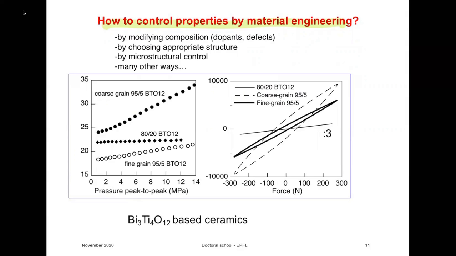Well, for example, you can do it by using hard materials. They will always have less hysteresis than soft materials, and you have already solved half of the problem. However, you lose on stroke. You will get less displacement. Here are some examples. So we can do this with dopants, defects. This is what was done in hard PZT. We can choose appropriate structures. There are structures which are not ferroelastic, which don't have ferroelastic domains. And for piezoelectric effect, as you remember, it's only ferroelastic domains which will contribute to hysteresis. We can do it by microstructural control, and there are other ways.